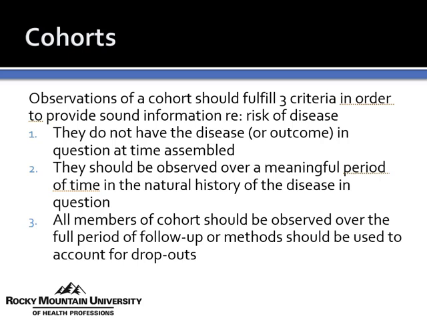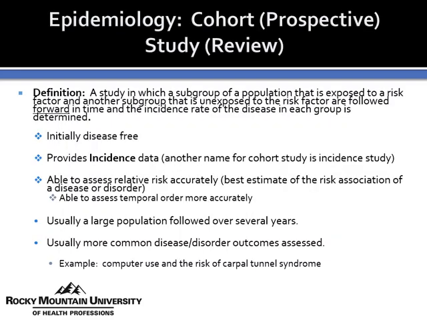And then finally, all members of a cohort should be observed over the full period of follow-up, or methods should be used to account for dropouts. So again, the prospective cohort study, this is the gold standard. You've got a group of people assembled at one period of time, and then you are able to dichotomize them into an exposed or at-risk group and the unexposed or reference group. Again, everybody is disease-free at baseline. This provides incidence data. And again, another name for a cohort study is an incidence study. You're able to assess the relative risk accurately. This is the best estimate of risk.